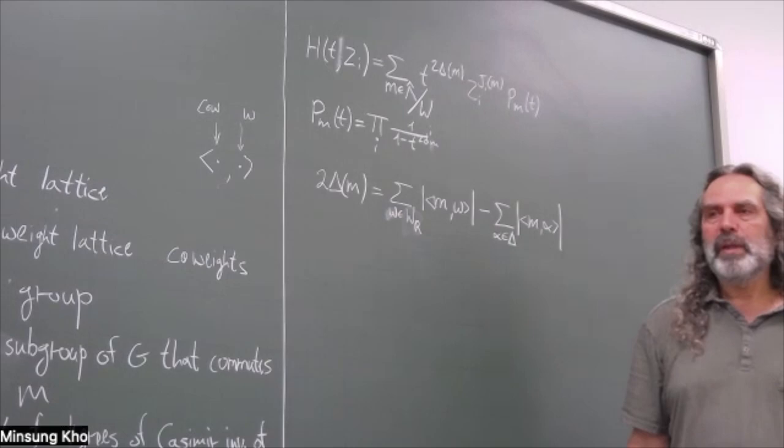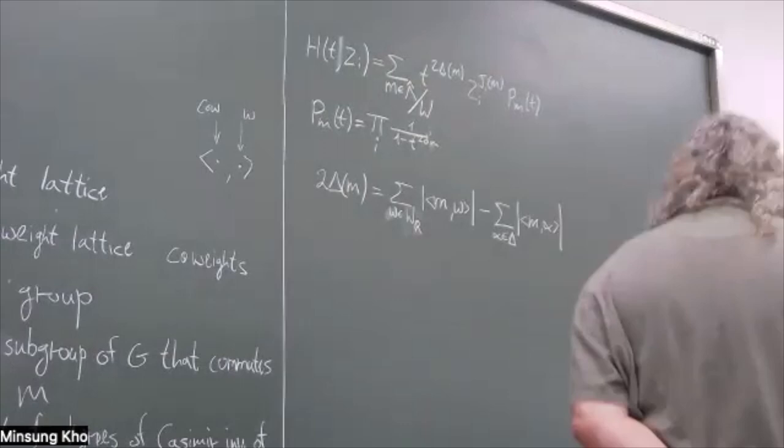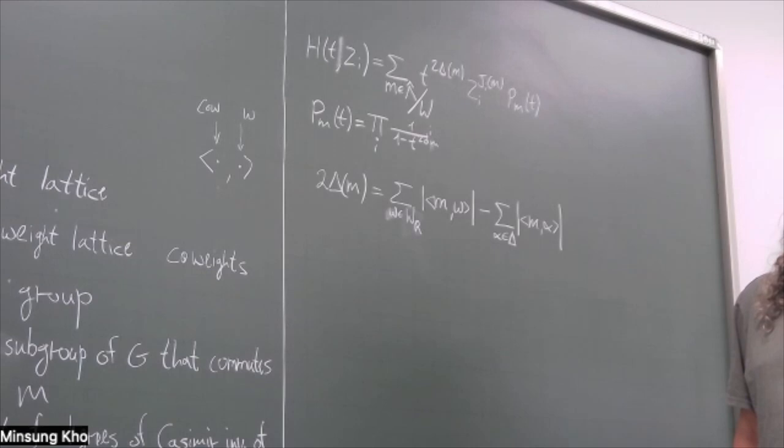There's a question in the audience. W_R are called dominant weights? No, just weights. All possible weights. So if I have a representation, I need to go over all weights of this representation.